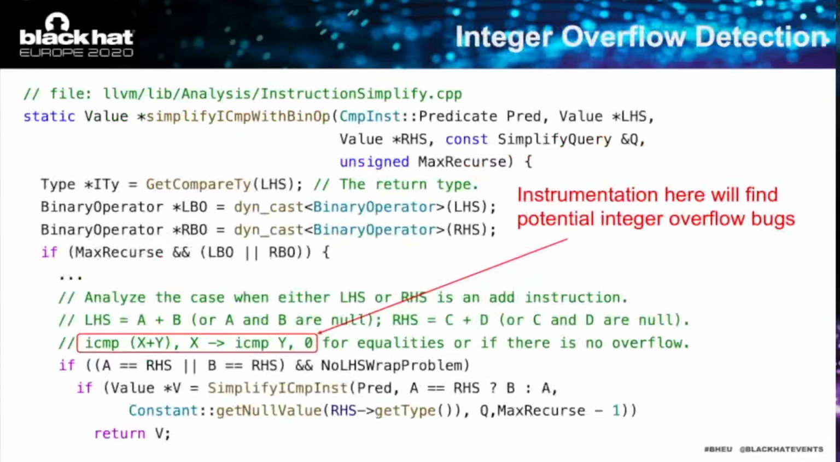How does this happen? In LLVM, when x plus y would be an integer overflow undefined behavior, the comparison between x plus y and x can be simplified to a comparison between 1 and 0. If we add instrumentation here, we can find potential integer overflow bugs.